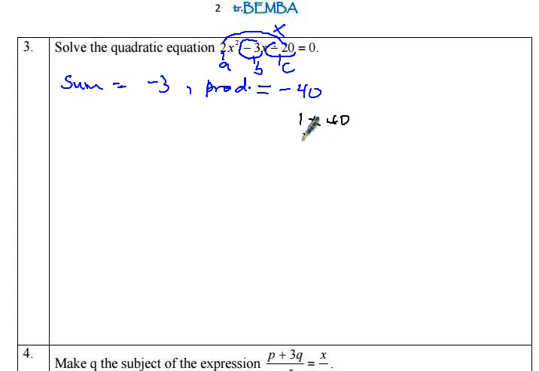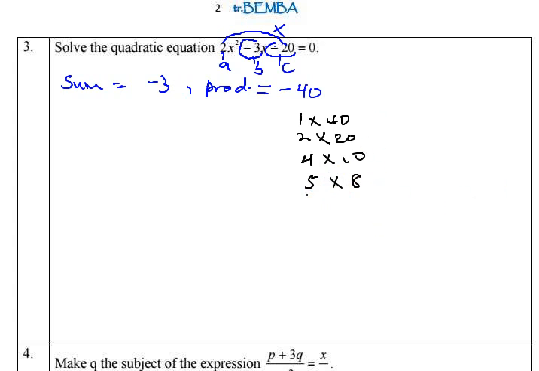Okay, I can just write them down here. 1 times 40, 2 times 20. Do I have 3? No. 4 times 10, 5 times 8. Anything else? Okay, so which pair can give me a 3? When you look at the numbers, which pair can we adjust to give us a 3? You notice that it is this last pair here.